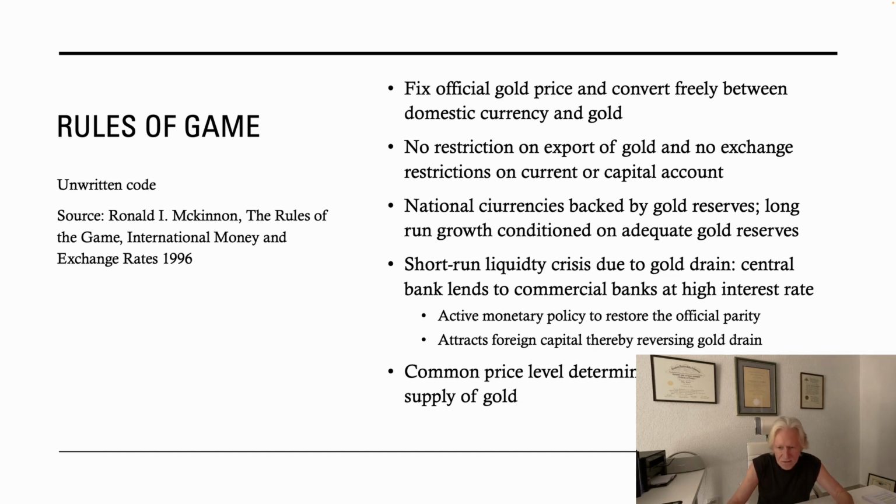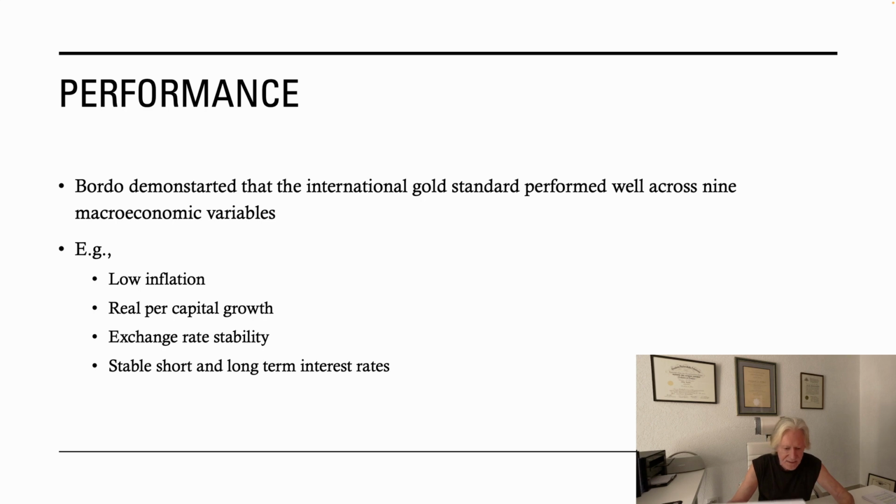All right, now let's go to performance. Let's take this period. How did it perform? Well, we can go to the work of Michael Bordo, and it worked really well. What Bordo did is he limited his sample to G10 countries, again based on the available empirical data. And he ran a comparison of different international monetary systems. We'll see the interwar period, the Bretton Woods system, and the post-Bretton Woods system.